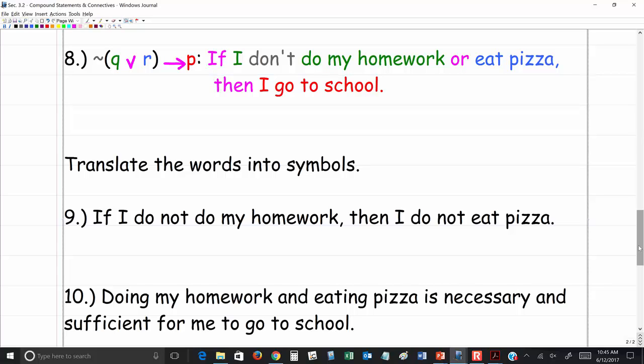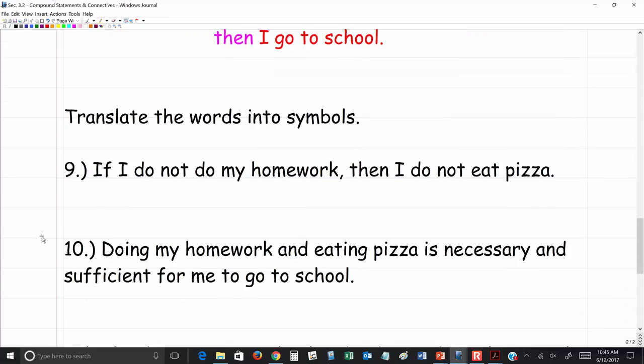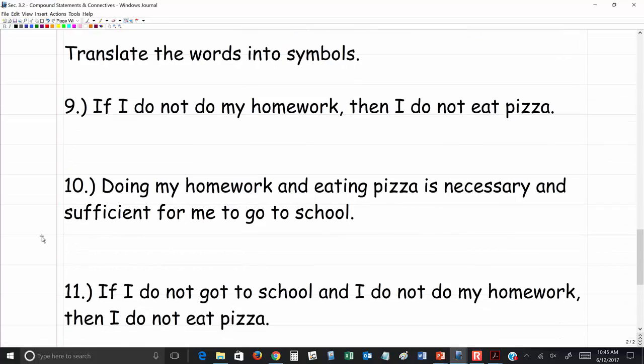Any questions? All right, let's continue with the notes. So just translating it in the other direction is what we're doing now.